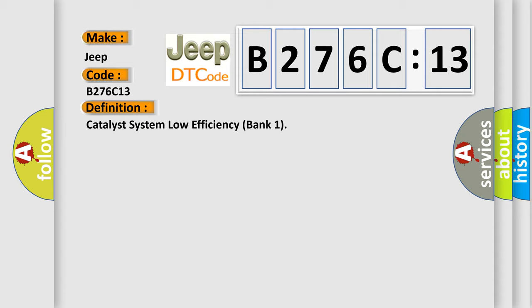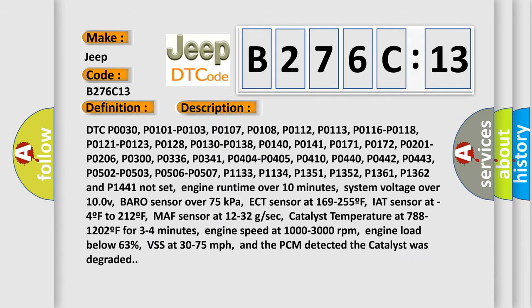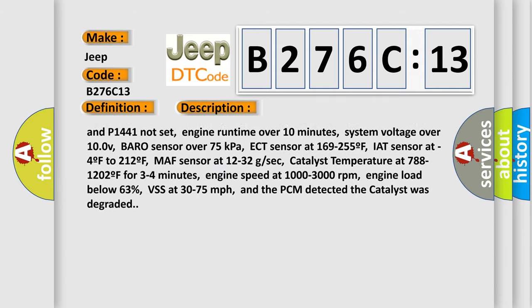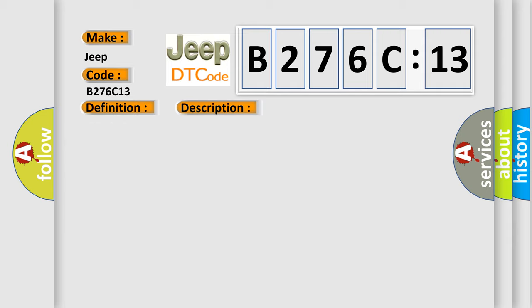255F, IAT sensor at -4F to 212F, MAF sensor at 12 to 32 g/sec, catalyst temperature at 788-1202F for 3 to 4 minutes, engine speed at 1000 to 3000 revolutions per minute, engine load below 63%, VSS at 30 to 75 miles per hour, and the PCM detected the catalyst was degraded.